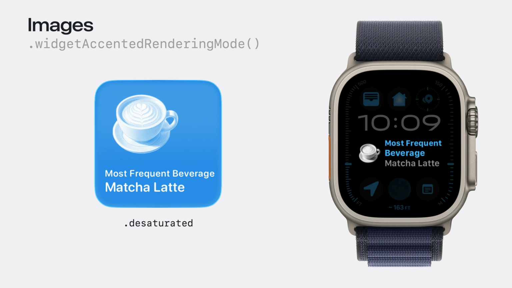Passing in desaturated will desaturate the color in the image. This effect looks the same on both iOS and watchOS presentation styles. Passing in accented desaturated will apply both the effects, desaturate the colors in the image, and apply the accent color from the selected theme. On iOS, this means the image is a little whiter, while on watchOS, my desaturated image now takes on the theme's blue accent color.